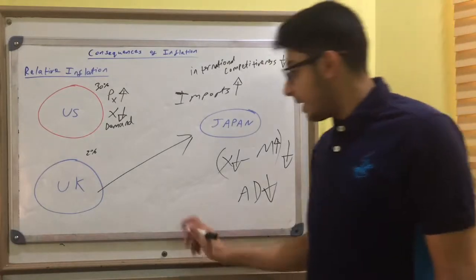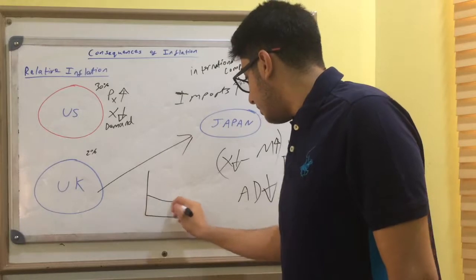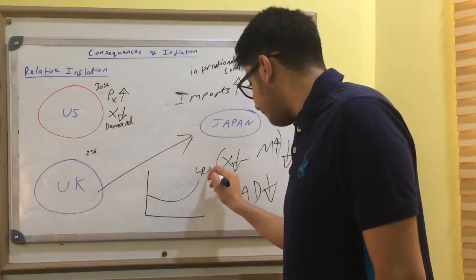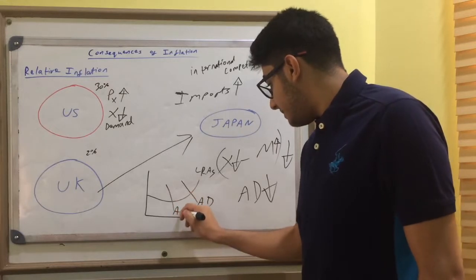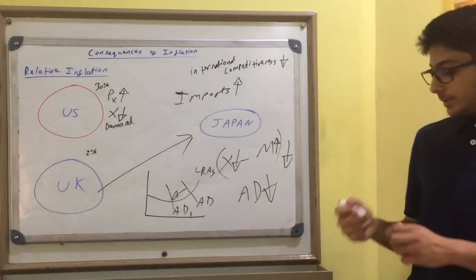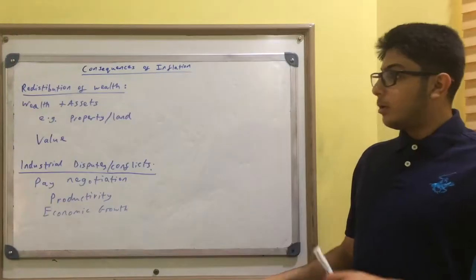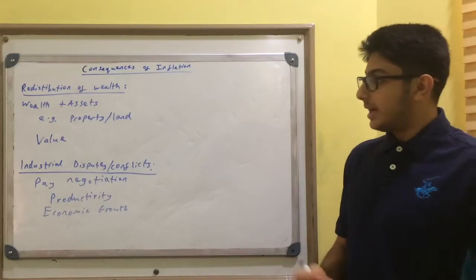So if you wanted to draw a diagram to explain this, okay, long run aggregate supply, aggregate demand shifts to the left. Next. Okay, I'm going to start racing through these now because these ones are fairly easy to understand.